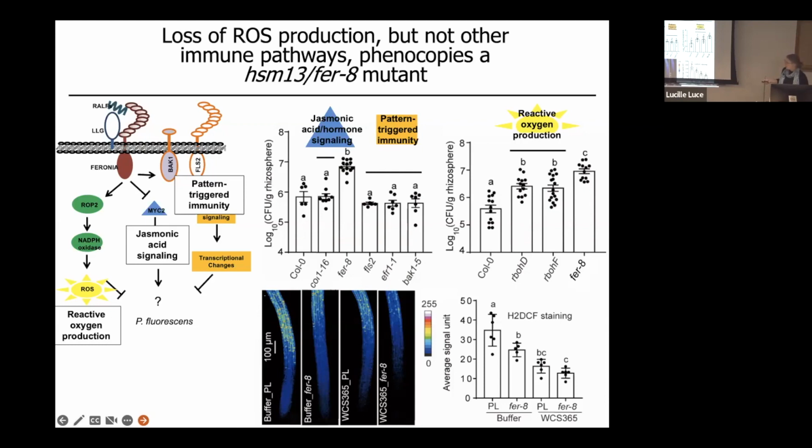And then this is reactive oxygen staining. So this is wild type, and then this is the FERONIA mutants. And then these are the wild type and FERONIA mutant with Pseudomonas. And so again, you can see that the level of reactive oxygen very nicely correlates with the level of Pseudomonas in the roots. So the green here is more reactive oxygen. And when we have less reactive oxygen in FERONIA, that's when we have more Pseudomonas.